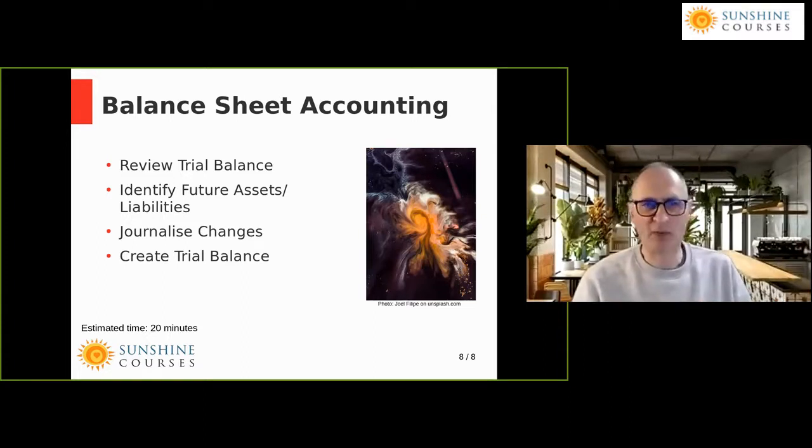We're then going to identify what the future assets and liabilities are, and we're then going to do what we've done in the past. We're going to journalize the changes, and we're going to create a trial balance.